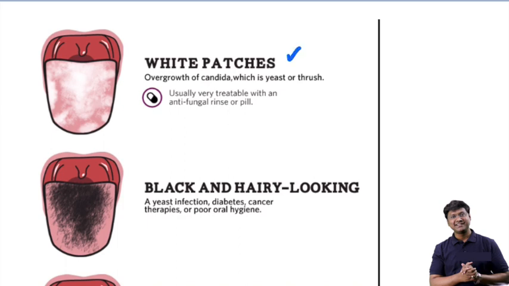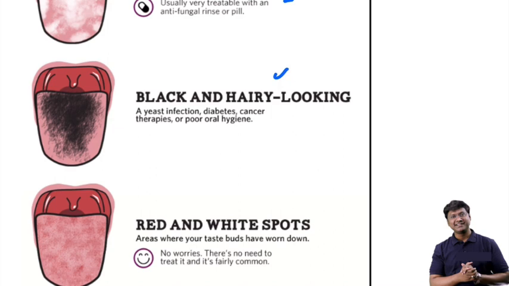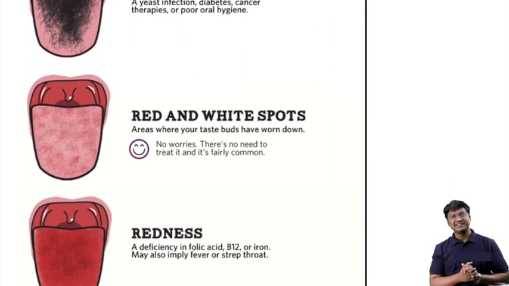Presence of white patches over the tongue. Where will you see that? You will see that in case of candida infection, wherein you need to give antifungal drugs. Where will you have a black and hairy looking tongue? You will have that in case of yeast infection, that is fungal infection, diabetes mellitus, cancer therapies, and poor oral hygiene. These are the differential diagnoses for black and hairy tongue.